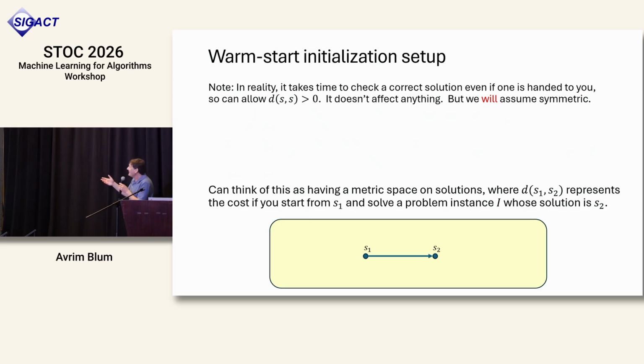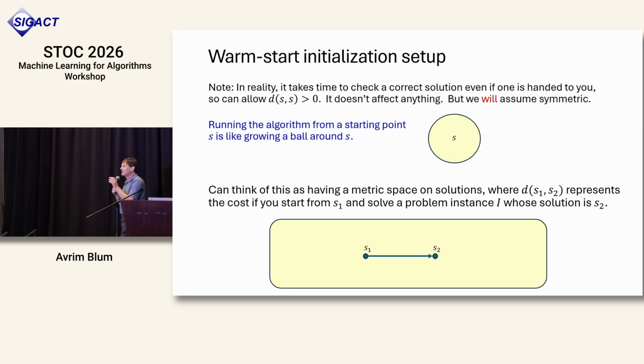Now, in reality, it takes time to check a solution even if it's handed to you. So really, the distance of a point to itself should be bigger than 0. That's fine. That doesn't affect anything. We will assume that this is symmetric, so that the cost if the right answer is S2 and you start from S1 is the same as the other way around, where you start from S2 and the right answer is actually S1. We'll need that.